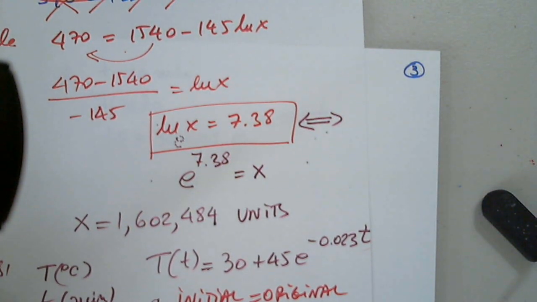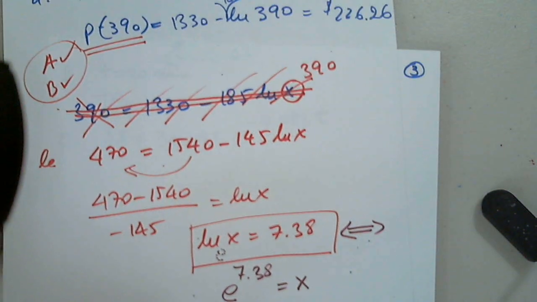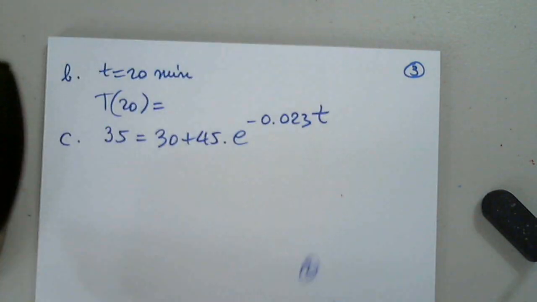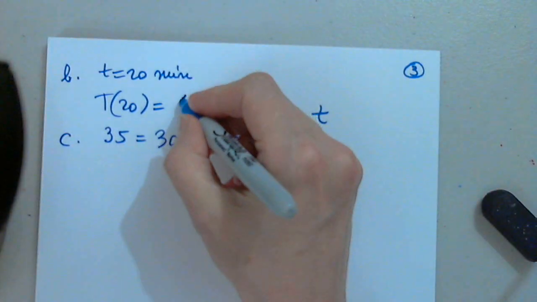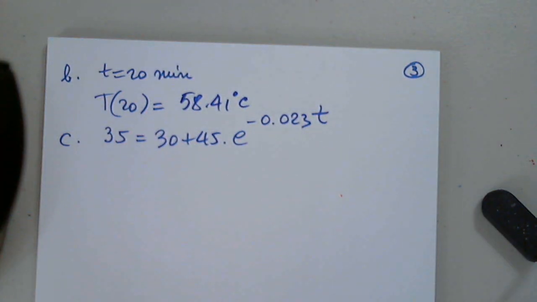And yes, just making sure, you can plug in 0 and you get 75. And now we can plug in 20 minutes. And let's see the temperature. It drops to 58.41. Do not forget the measurement unit, degrees Celsius.